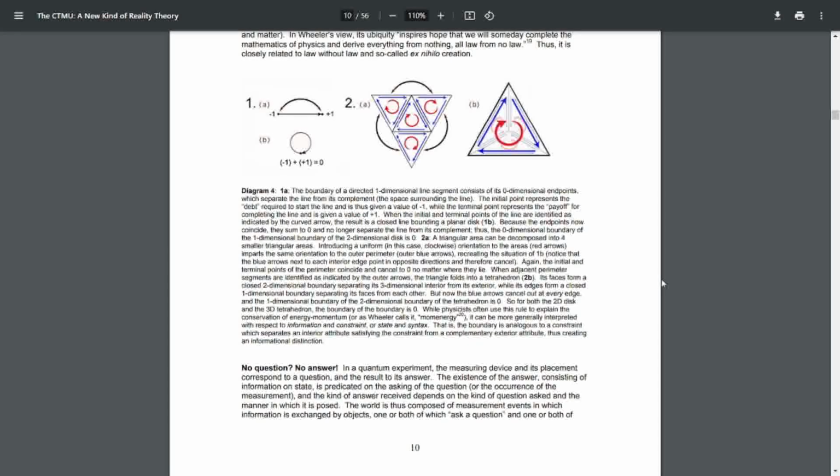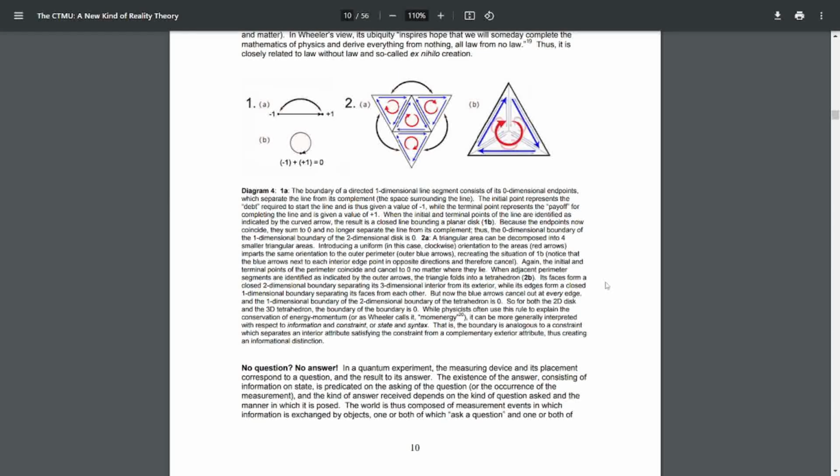2A. A triangular area can be decomposed into 4 smaller triangular areas, introducing a uniform, in this case clockwise, orientation. I see that's the reds. The red arrows impart the same orientation to the outer perimeter, the outer blue arrows. Recreating the situation of 1B, notice that the blue arrows next to each interior edge point in opposite directions and therefore cancel.